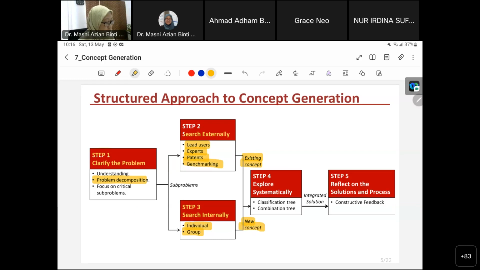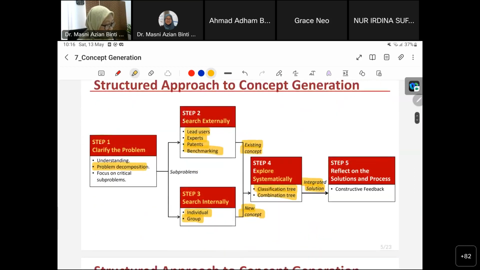Based on the new design concept, you learn how to explore systematically, how to classify the components, how to create a combination tree, and then you integrate the solution, and you will generate multiple design concepts over here. At the end of the day, of course, you have to reflect on the solution and the process.